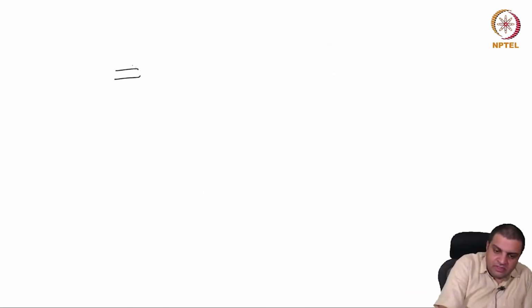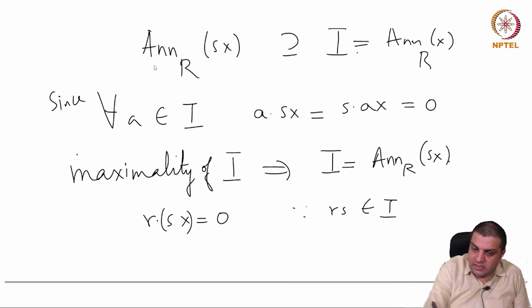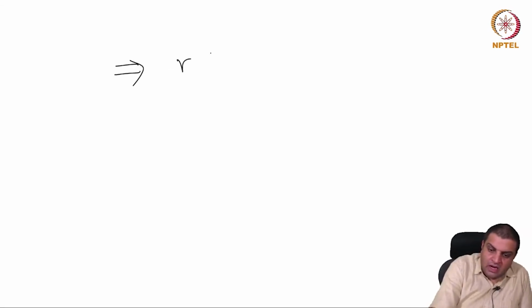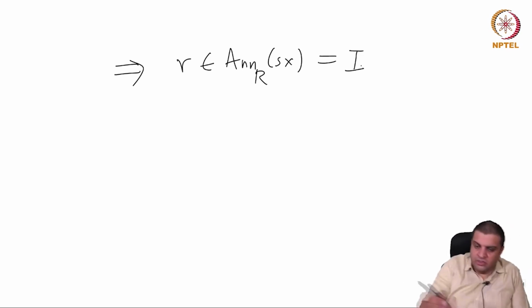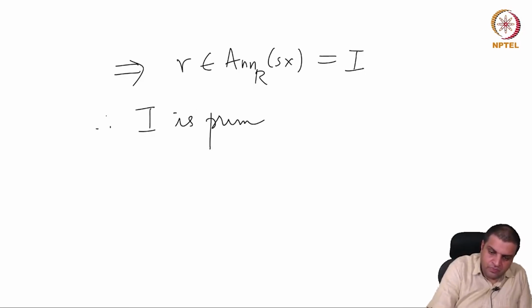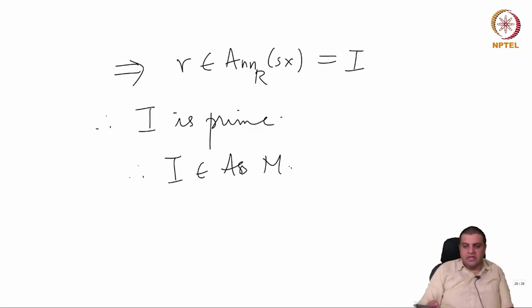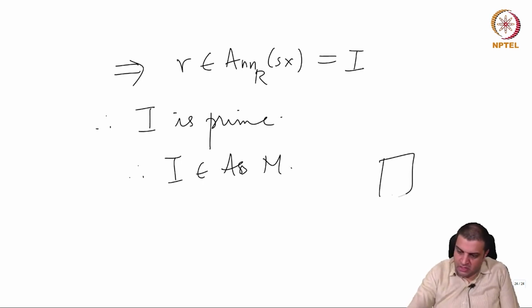So this implies that the annihilator of sx contains r, but that's also equal to I. So r is inside the annihilator of sx, which is equal to I. Therefore I is prime. By the definition of an associated prime, any prime ideal which is the annihilator of some element is called an associated prime. So I is associated. And if R is Noetherian, that family of ideals is non-empty, therefore it has a maximal element, and therefore those are associated primes. This is the end of this proposition.